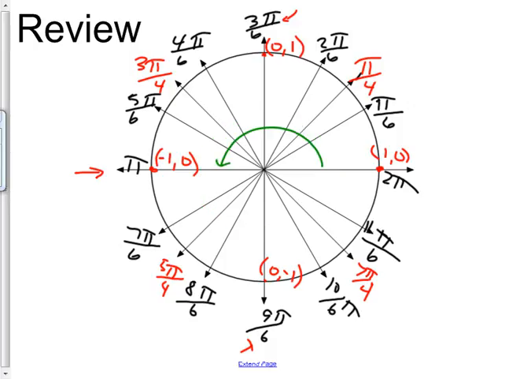Okay? Another one that's pretty common is 3 pi over 4, and that's to right there. That's also known as 135 degrees. All right. So, just wanted to make sure you remembered those because you're going to see a lot of these.